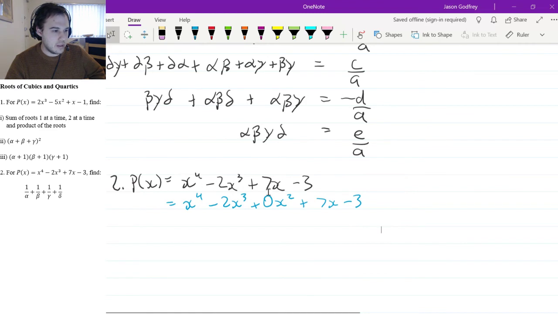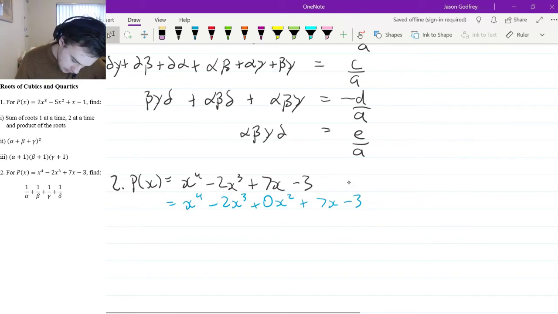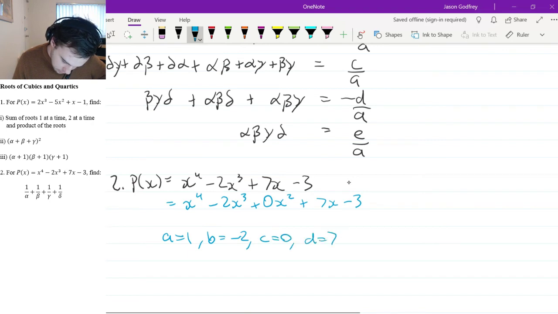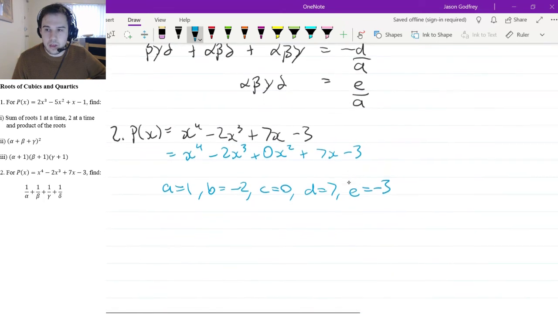Alright, that'll just make sure you don't get mixed up and go, oh, these are the coefficients A, B, C, D going along, right? You need to look at these. A, B, C, D, E are connected to, in order, the coefficients of the powers reducing. So this is A, B, C, D, E. Right, so we'll write them all out. A equals 1, B equals negative 2, C equals 0, D equals 7, E equals negative 3.